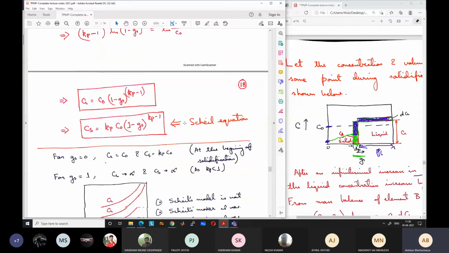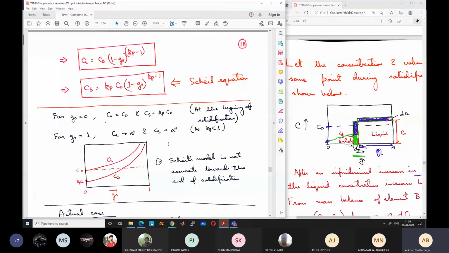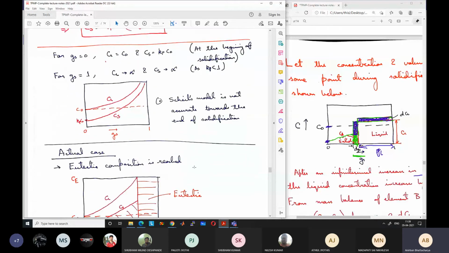So Scheil's model cannot accurately capture the end of solidification, because in real life you cannot go to infinite concentration, obviously. Everything has to be finite. So Scheil's model cannot accurately capture the end of the solidification. It is good for the beginning and middle part, but towards the end it fails. Okay, what happens in real life?